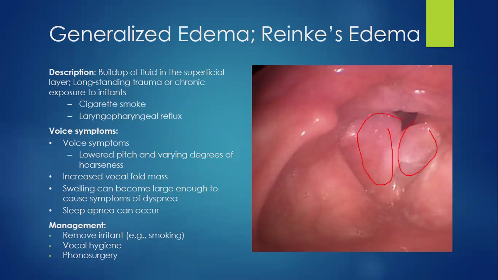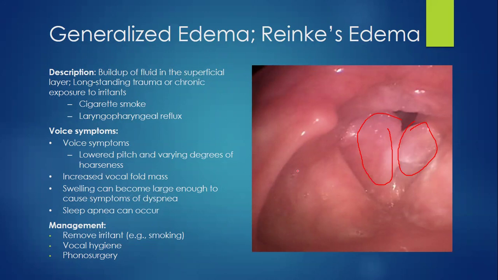And look here, you can see these really swollen vocal folds, all right? And so symptoms for those include a lowered pitch, varying degrees of hoarseness, increased vocal mass. As you can see, sometimes the person could have sleep apnea, and they may also have swelling that's large enough that it causes symptoms of dyspnea. And apnea and dyspnea just have to do with breathing, right? So apnea just means a person is not able to breathe, and dyspnea just means they have difficulty breathing. So they have breathing problems.